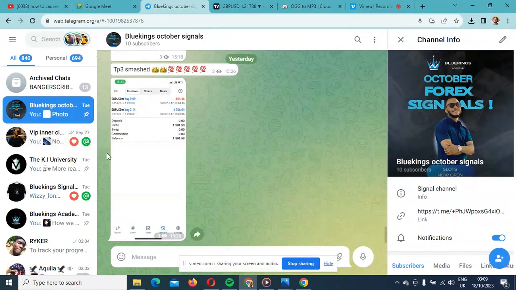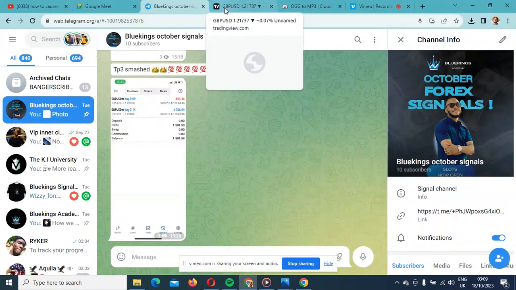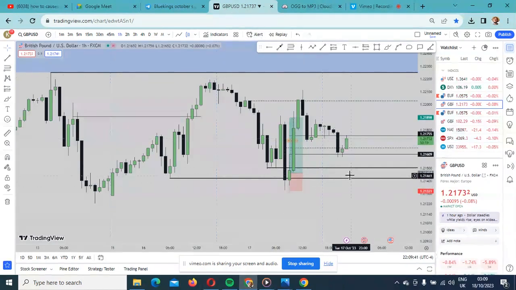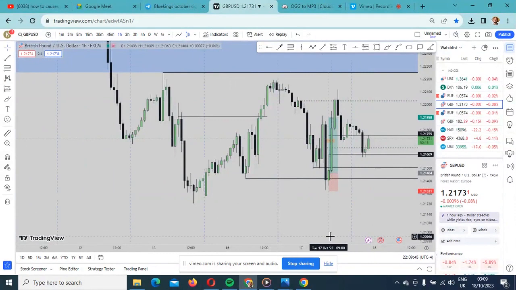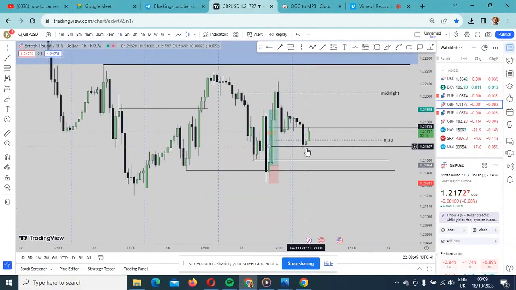Alright, as you can see, this is the trade. So I'm going to clear my screen and walk you guys through what I saw and what made me enter this trade and why I chose GU over EU.